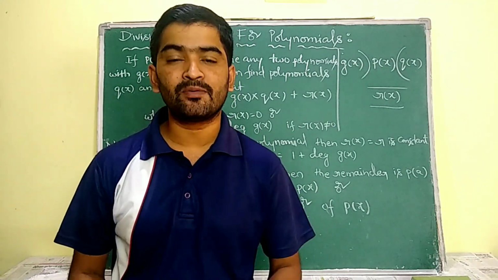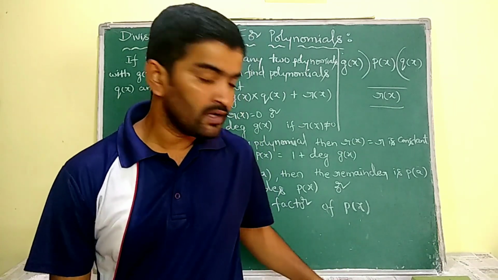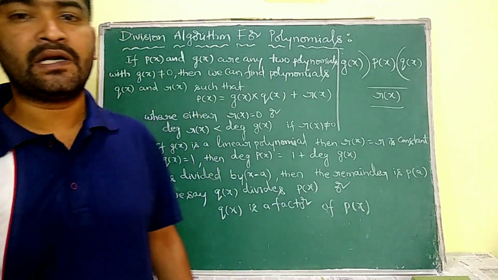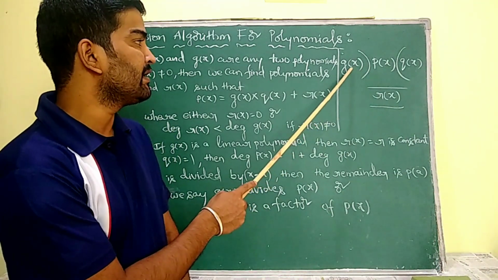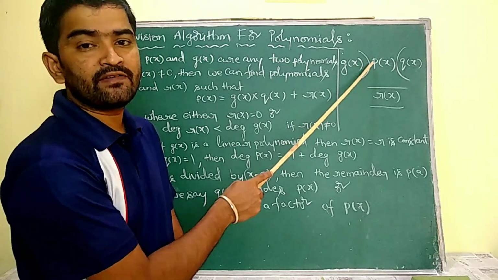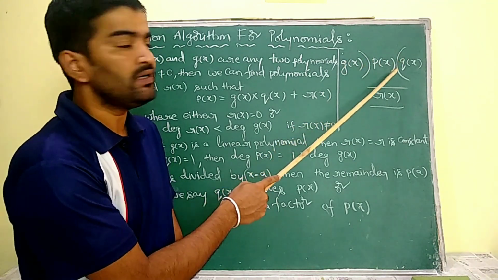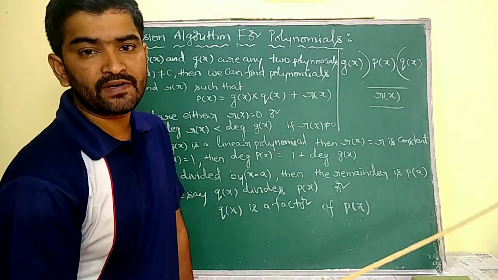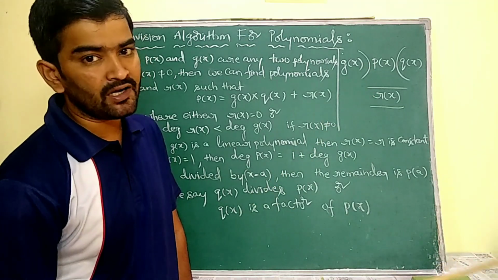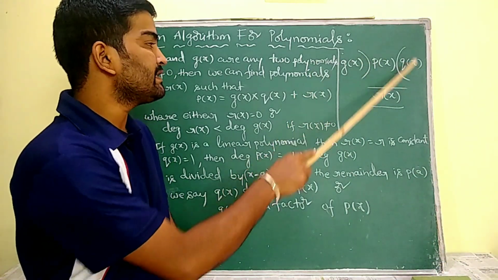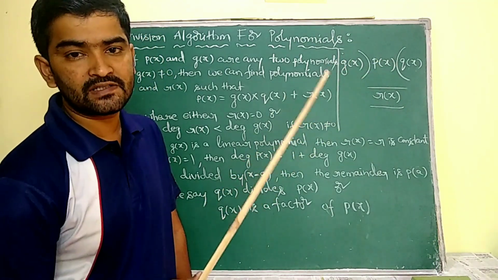Now we are going to discuss the division algorithm for polynomials. We know the general division, but now we are going to discuss the division of polynomials. See, here I am going to divide this p of x with g of x. Then I am going to get some quotient. That quotient is assumed as q of x, and also we are going to obtain some remainder. That remainder is assumed as r of x. You have to remember p of x, g of x, q of x and r of x clearly.